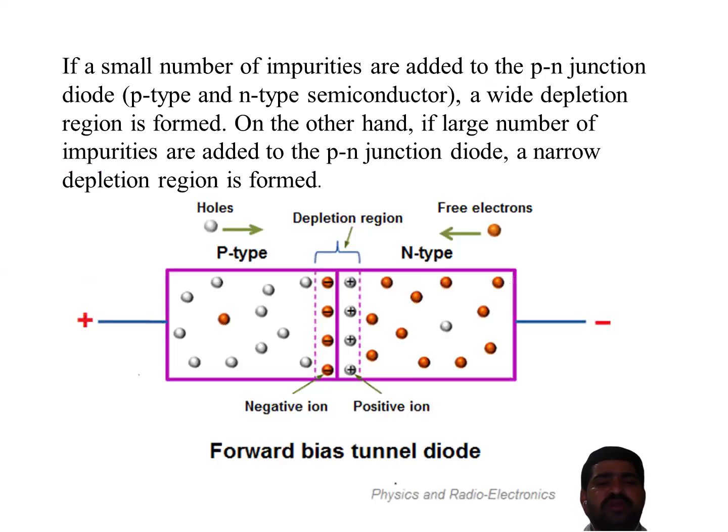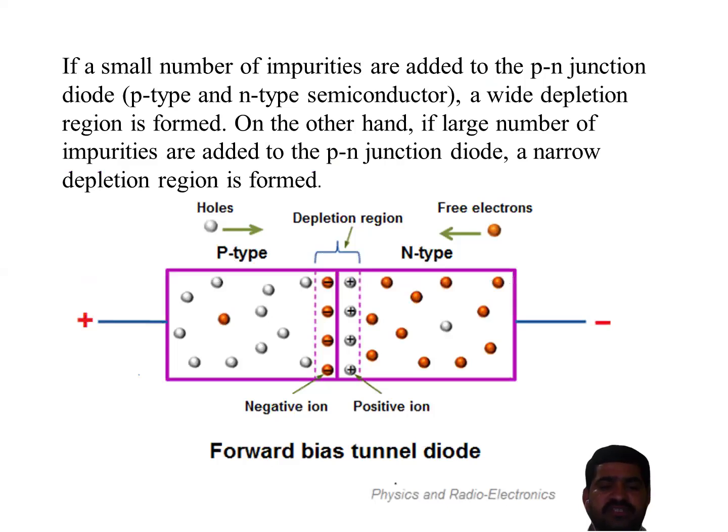If a small number of impurities are added to the PN junction diode, a wide depletion region is formed. On the other hand, if a large number of impurities are added to the PN junction diode, a narrow depletion region is formed. So in ordinary PN junction diodes, a wide depletion region is formed, whereas in case of the tunnel diodes, a narrow depletion region is formed because of heavy doping.